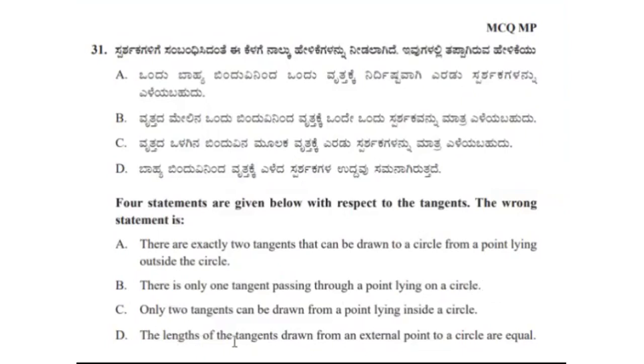D. The lengths of the tangents drawn from an external point of a circle are equal. Yes, this is also one of the theorems and it is a correct statement. The wrong statement out of 4 is C, because we cannot draw 2 tangents from a point lying inside a circle. So the correct option here is C.